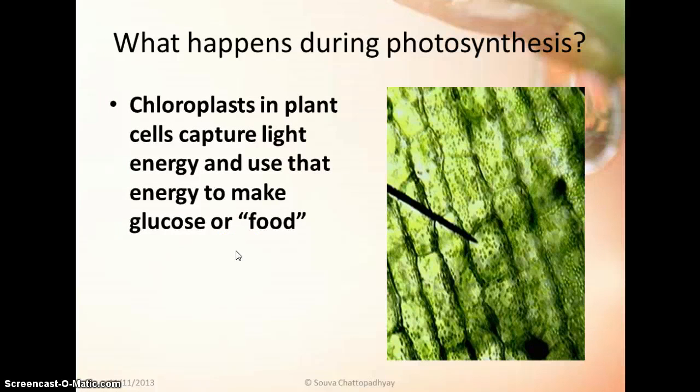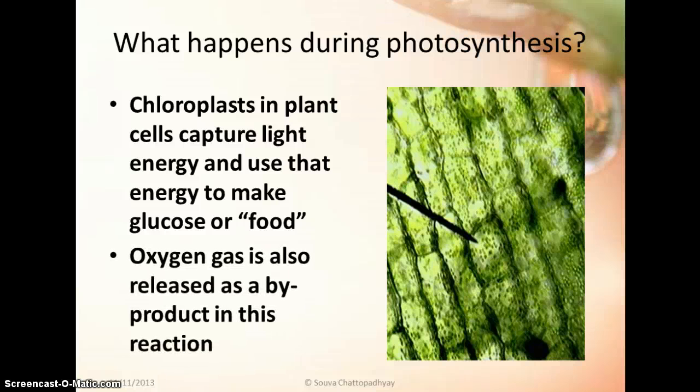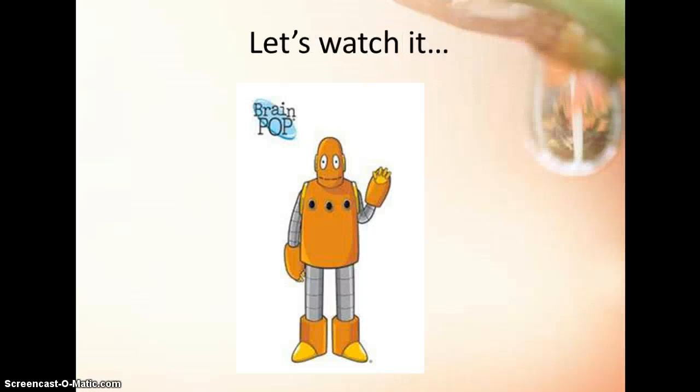So what happens during photosynthesis inside the cell? Inside the cell we've got chloroplasts, which are organelles that you learned about yesterday or on Tuesday in the plants, and they capture the light and use that energy to make the sugar, which plants use as food. Then oxygen is also a byproduct, which is released out into the environment, which we then inhale. So let's watch a Brain Pop video.